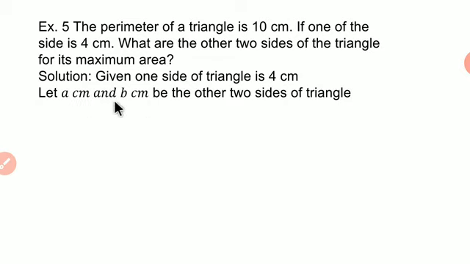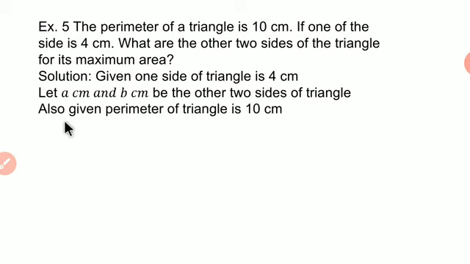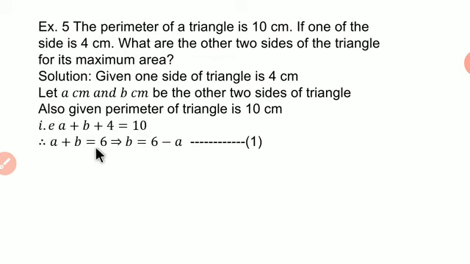So the perimeter is what here now? a plus b plus 4. It is given to you, 10 centimeter. Also given the perimeter of the triangle is 10 centimeter, and therefore we get a plus b plus 4 is equal to 10. Therefore a plus b is equal to 6. This implies b is equal to 6 minus a. We call this relation number 1. Now we have to find the two sides of the triangle for the maximum area.